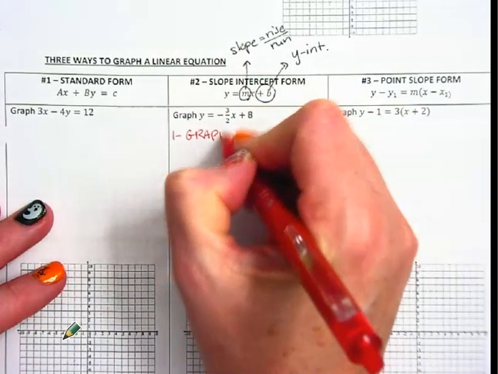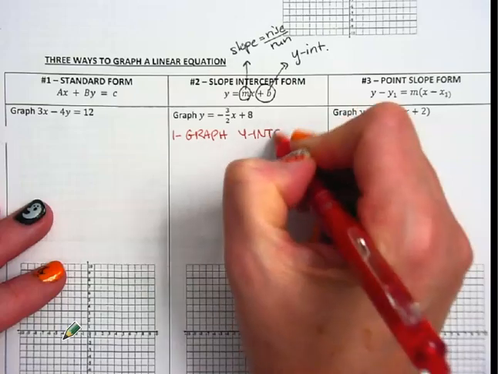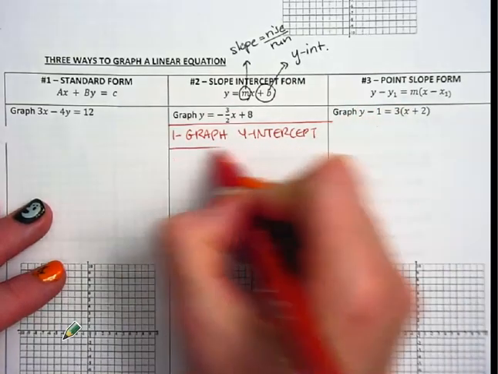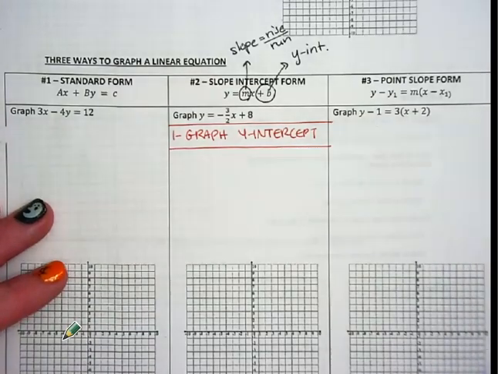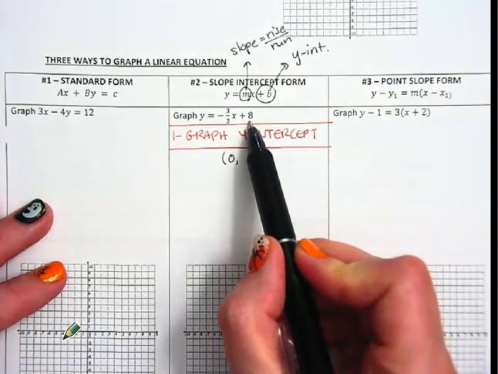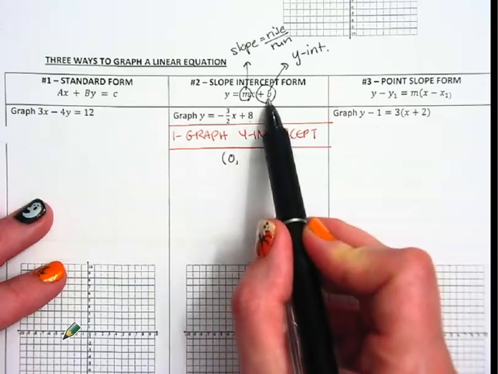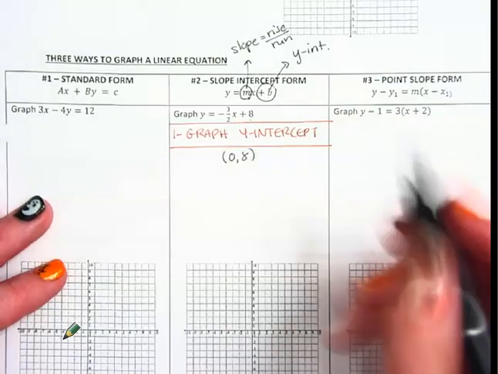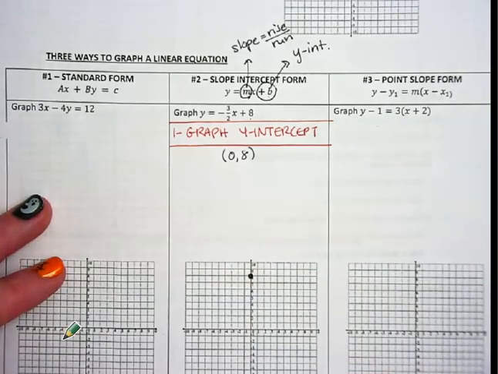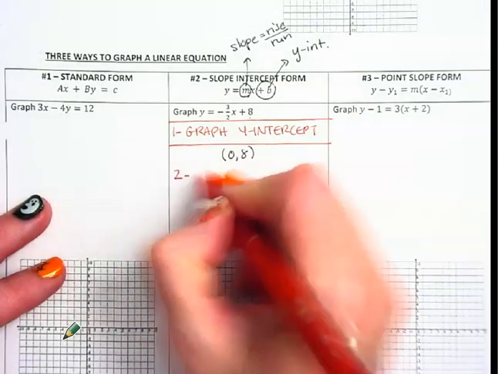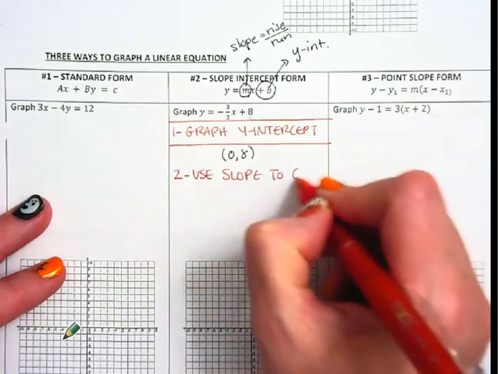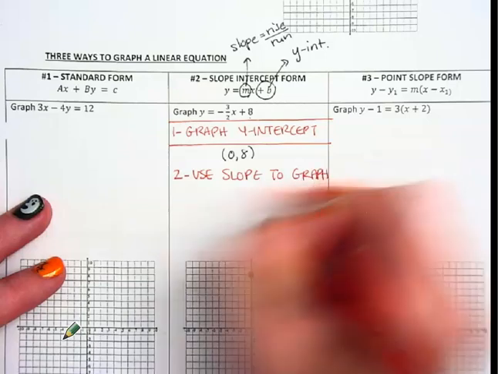Graph y-intercept. And we want to practice writing that as an ordered pair. That's when x is 0 and y is whatever constant value is here in the place of b. And that is 8. So I'm going to put that on my graph. And then the second step is going to be use the slope to graph a second point.